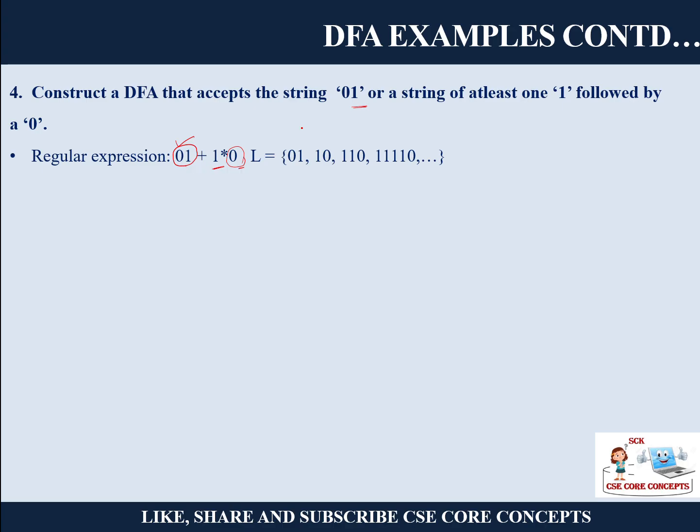So what is the language set? 01 is okay. After that, you can have 10. You can have 2 ones followed by a 0. You can have any number of ones followed by a 0. So let us get started.